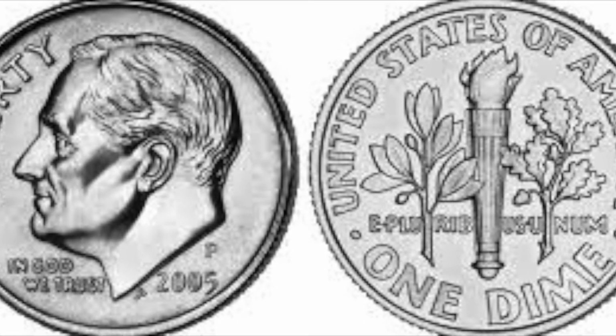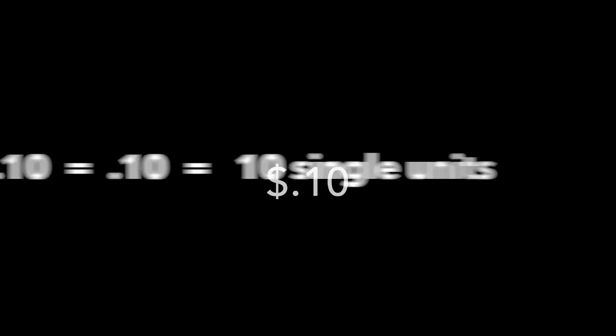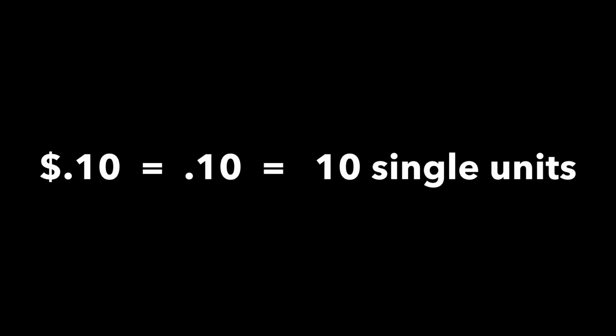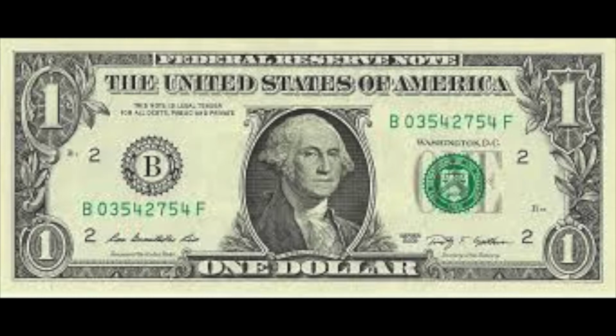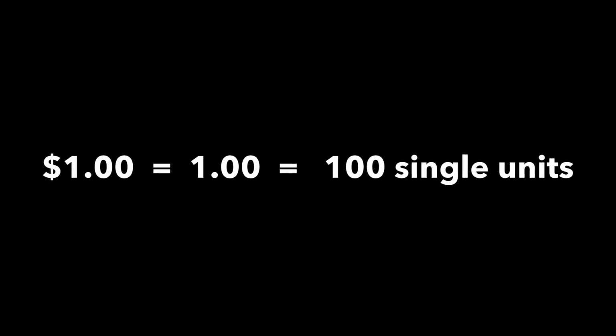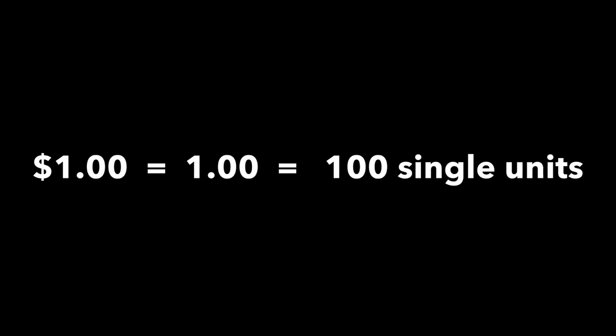Let's move on to our dimes. Our dimes equal 10 cents, and in place value, they equal 10 units. So a dime's value is 0.10. Lastly, let's use one single dollar. $1 equals 100 cents. So, $1 equals 100 units, or 1.00.